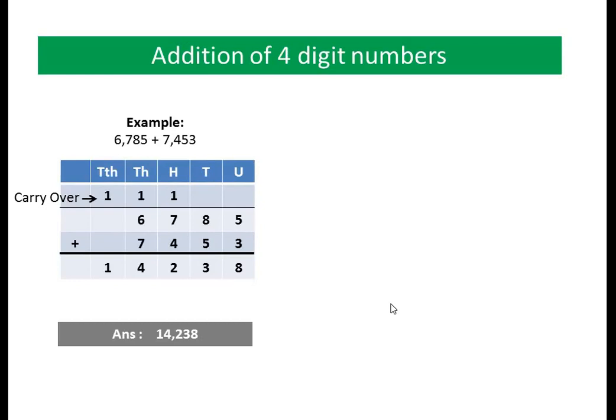Now let us study addition of four-digit numbers. 6785 plus 7453. Start adding digits from units place. 5 plus 3 is equal to 8. Then tens place. 8 plus 5 is equal to 13. We write 3 in tens place and carry 1 to hundreds place.